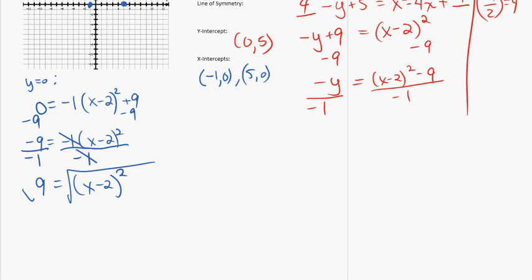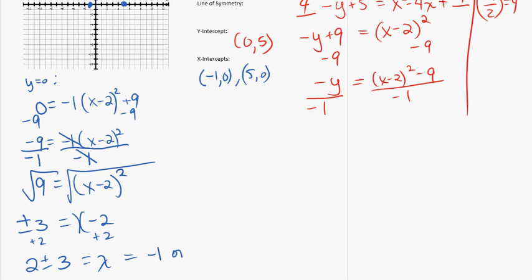Square root both sides, I get plus and minus 3 equals x minus 2. Add 2 to both sides, and I get 2 plus and minus 3 equals x, which is the same as -1 or positive 5. Exactly what I found in the x-intercepts.